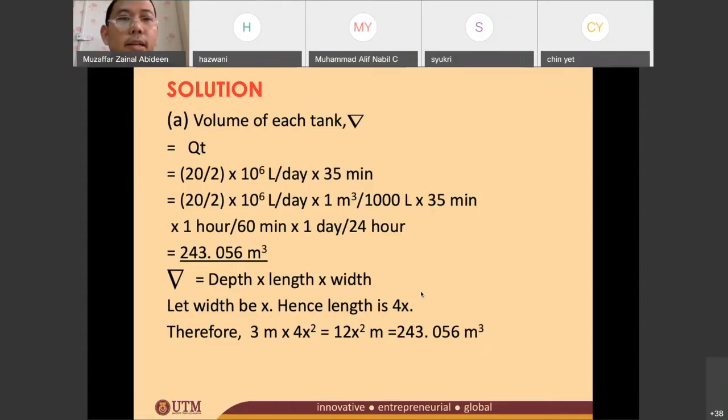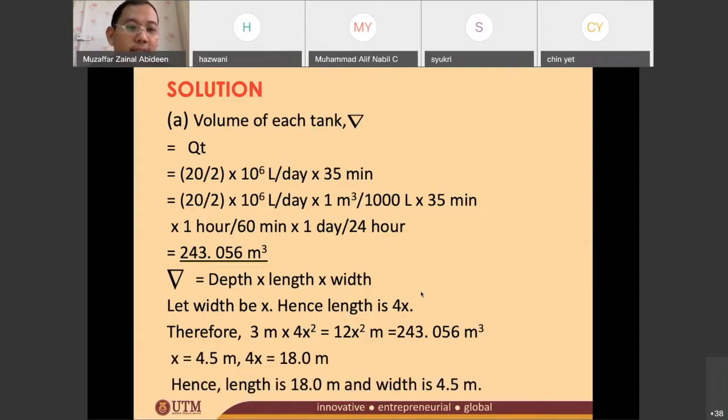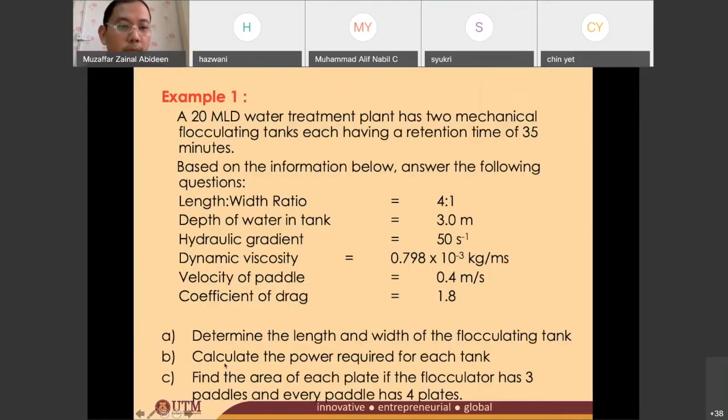Has anyone got the answer? 4.5 meter for the width. That means the length is 18. Yes, it seems correct. 4.5 for x, and 4x is 18. So hence the length is 18 meters and the width is 4.5 meters. So that's correct. Great.